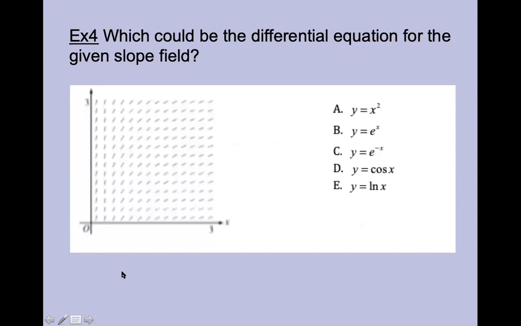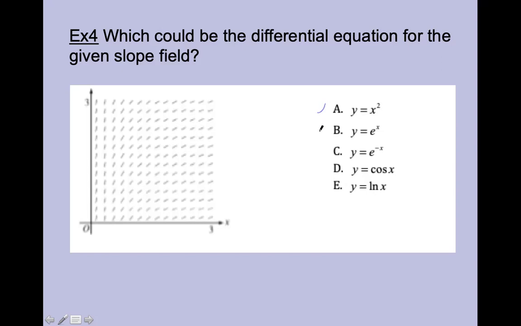All right, which could be a differential equation for this given slope field? Now this time it's a little different. Instead of giving us the derivative, this time they give us the function. So let's figure out a little graph like this. Notice we're only in the first quadrant. If it's x squared in the first quadrant, this would be going like this, like a U shape. Is that going to be what those slopes are doing?